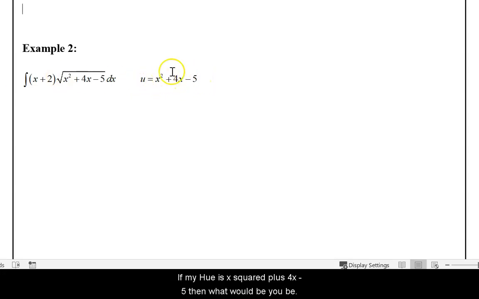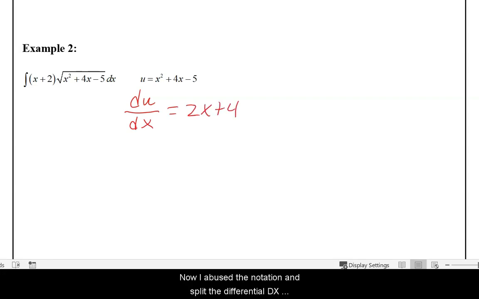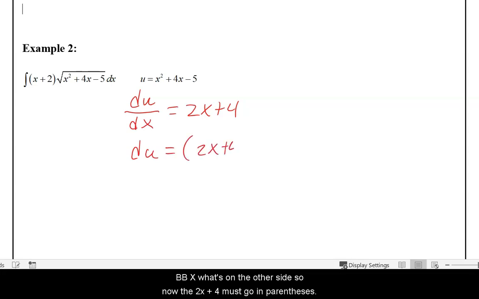If my u is x squared plus 4x minus 5, then what would du be? In order to find du, I first find du dx by taking the derivative of both sides of that equation. That gives me 2x plus 4. Now, I abuse the notation and split the differential dx away from the differential du and slide it to the other side. It will be multiplied by what's on the other side, so now the 2x plus 4 must go in parentheses. Now, I look at what's here and I look at what's up here in my integral.